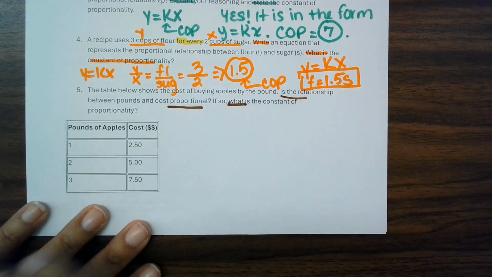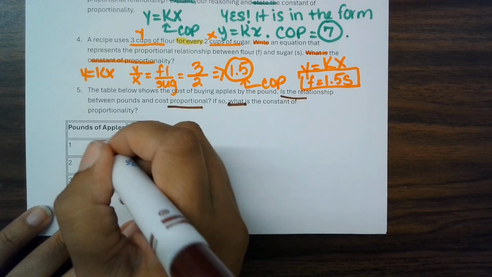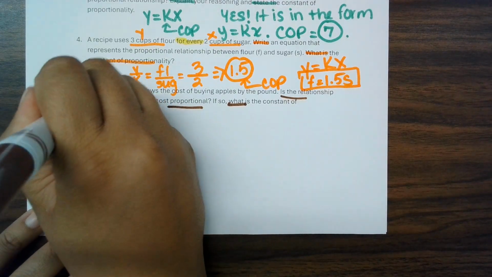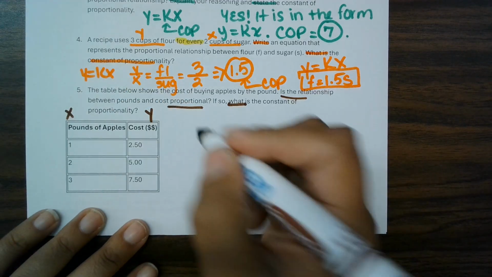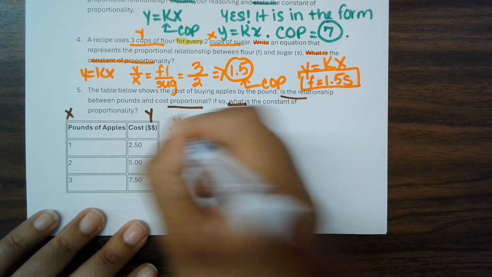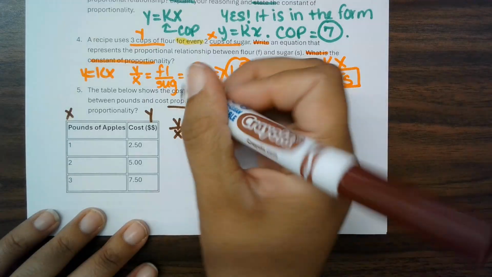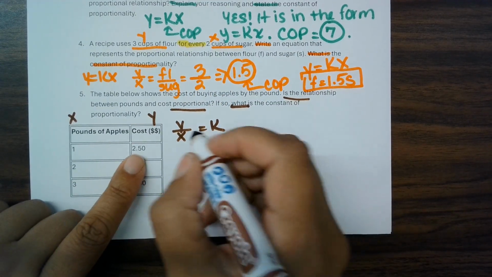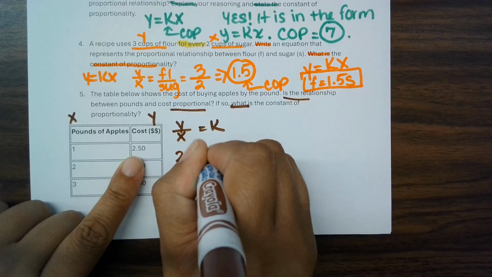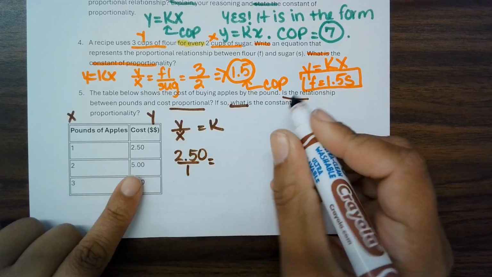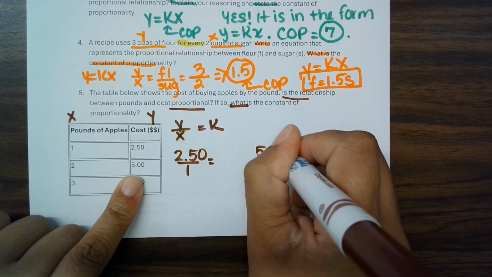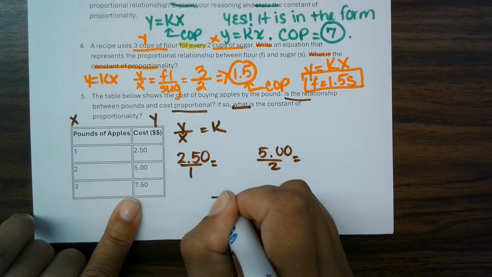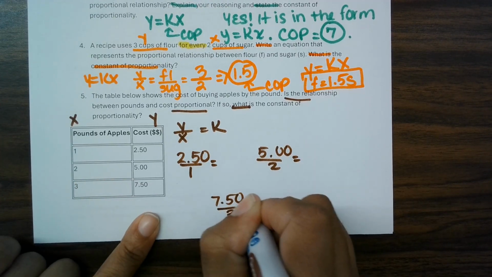So again, in order to find out if it's proportional on the table, you need to check the relationship between pounds and cost. I'm going to label x and y, because your ratio needs to be y over x every single time to get that number. So you're going to have to test all 3. I have to do $2.50 over 1. You need to do $5 divided by 2. And you need to do $7.50 divided by 3.